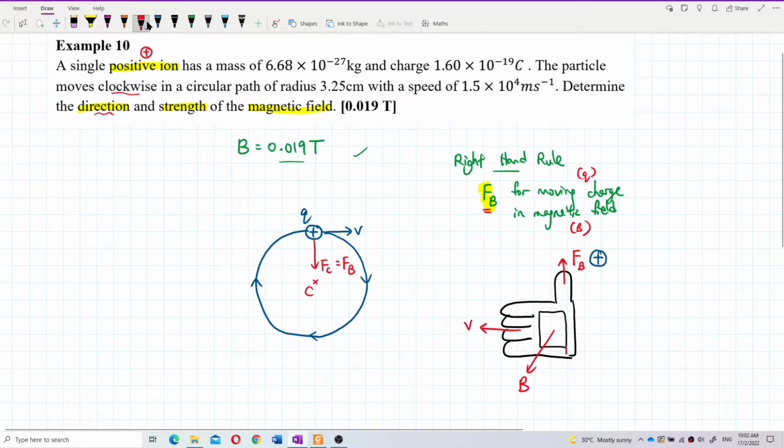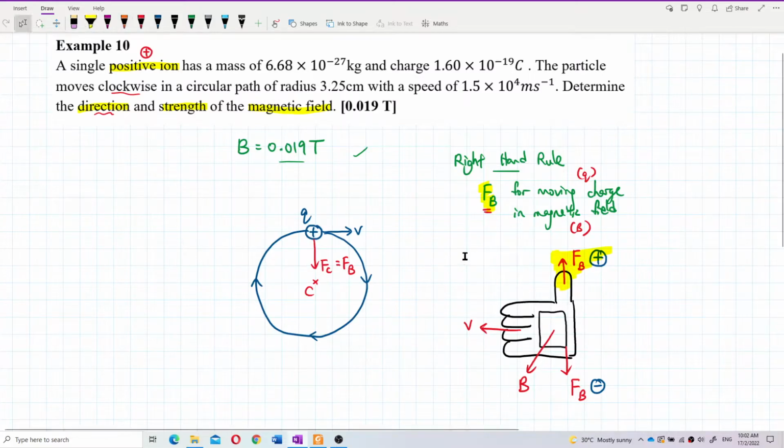It is opposite the thumb. Understand? If it is a negative charge, the force is opposite the thumb. Right now it is a positive charge, so it follows the thumb. This one, yeah.